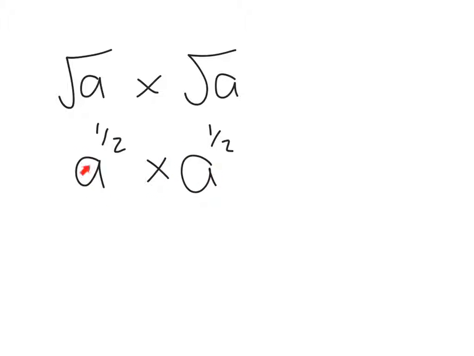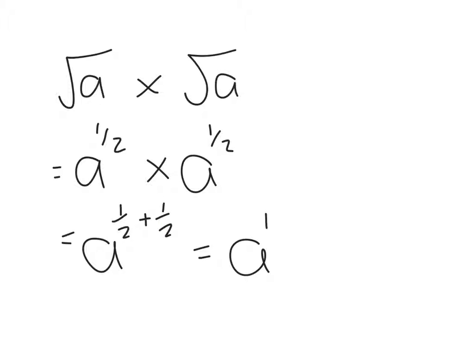And multiplying powers with the same base, we add the powers, which becomes a to the power of a half plus a half. And a half plus a half is 1, so we get a to the power of 1, which is just equal to a. So in general, the square root of a, multiplied by the square root of a, is always going to be equal to a. So likewise, the square root of 2, multiplied by the square root of 2, would be equal to 2.